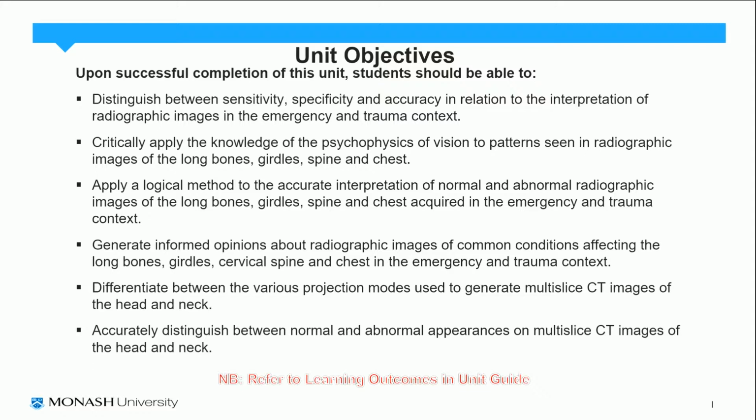In terms of CT, the first key objective is to be able to understand the different key ways a CT image is produced and how this impacts what sort of pathology and anatomy you can differentiate on the CT image. And the last part of the CT objectives is to be able to distinguish between normal and abnormal appearances, specifically of the head and neck.